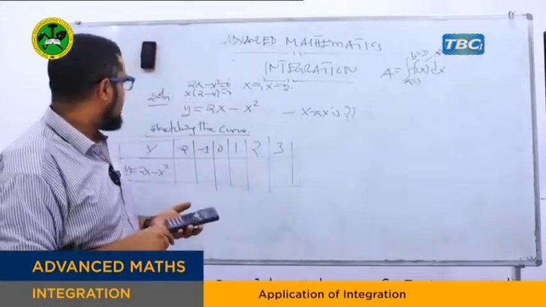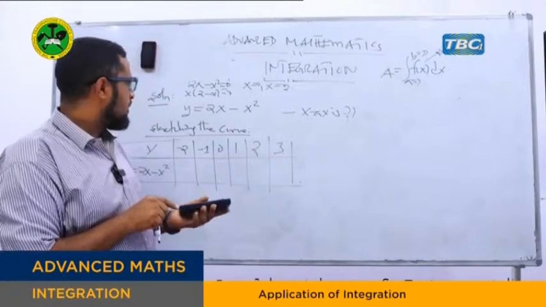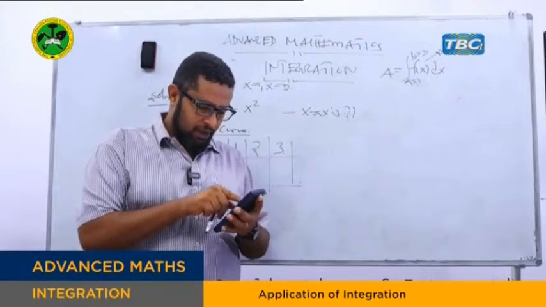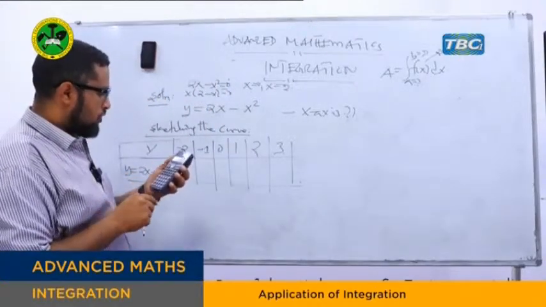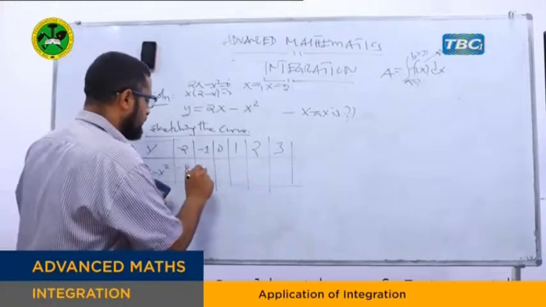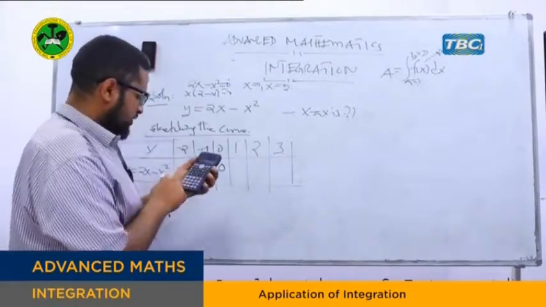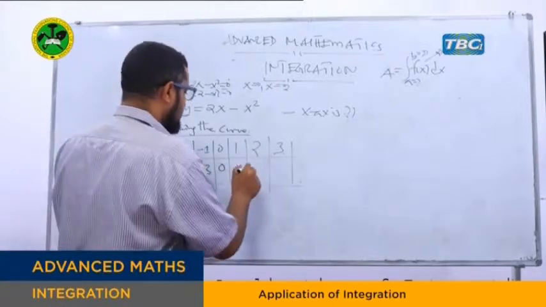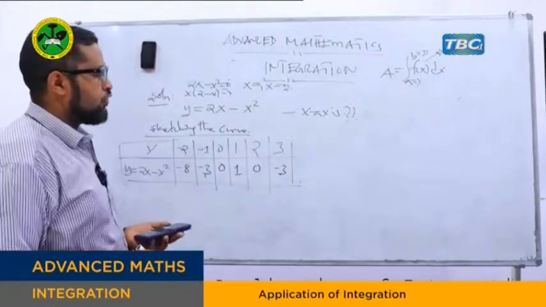Use alpha, then y, alpha, equal sign. We are writing that function 2x minus x square: 2 alpha x minus alpha x, then square. Calculating when x is negative 2, you get negative 8. When x is negative 1, you get negative 3. When x equal to 0, we get 0. When x equal to 1, you get positive 1. When x equal to 2, you get 0. When x equal to 3, we get negative 3. Those are enough to sketch your graph.